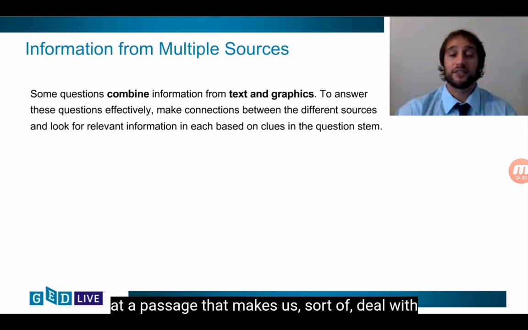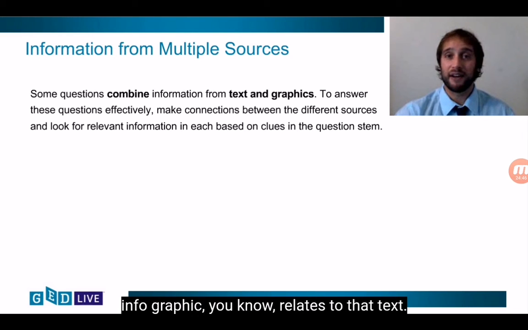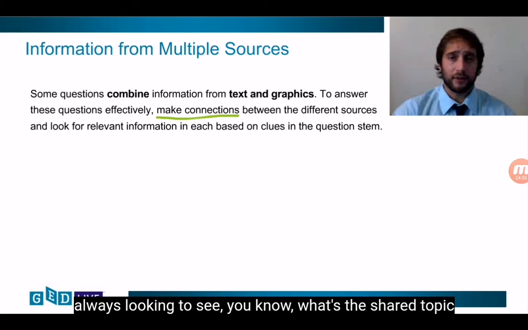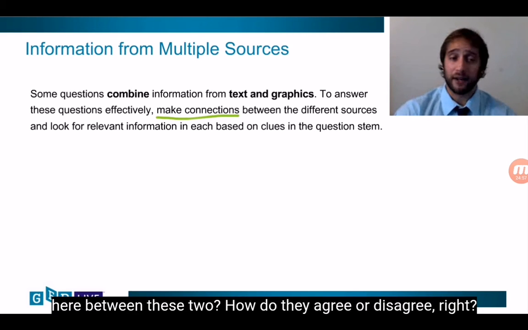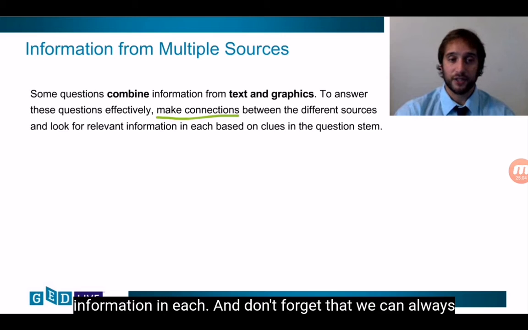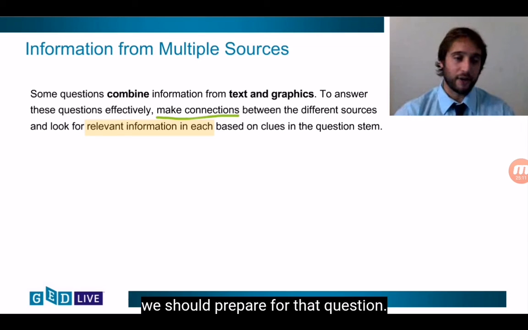We're going to look at a passage that makes us deal with long text, but also to see how an accompanying infographic relates to that text. So we're always looking to make connections, right? What's the shared topic between these two? How do they agree or disagree? And obviously, we're always trying to focus on the relevant information in each. And don't forget that we can always get clues from the question step that will help us know how we should prepare for that question.